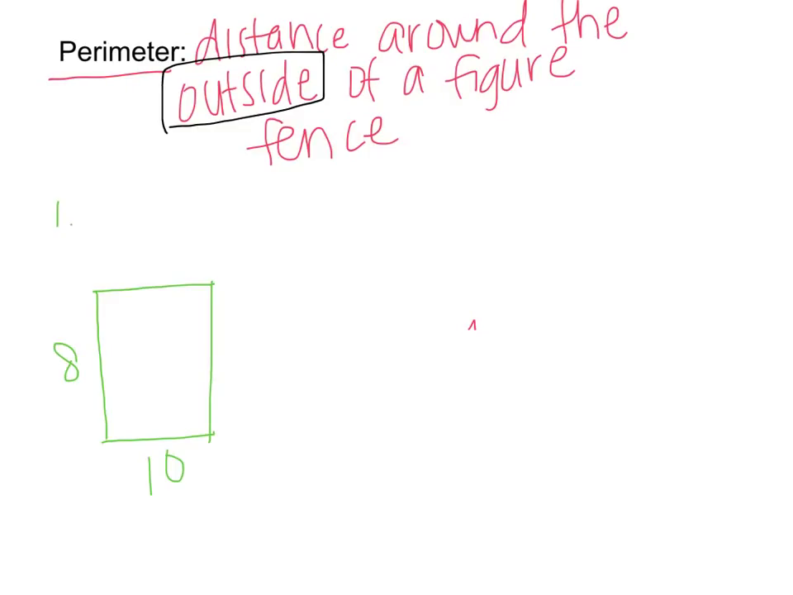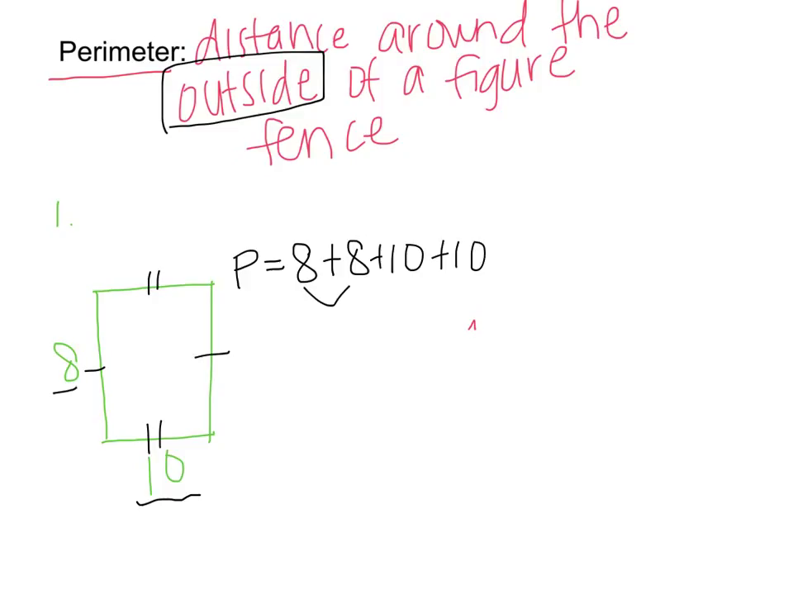So let's find the perimeter of this first parallelogram. If I want to find the outside, to find the perimeter, we're going to add up all the sides. So let's start here. I have perimeter is going to equal 8, and I have two 8s. These sides are exactly the same, so we're going to do 8 plus 8. And then we also have another side of 10, so we have plus 10 plus 10.